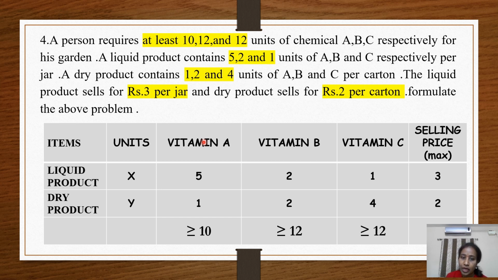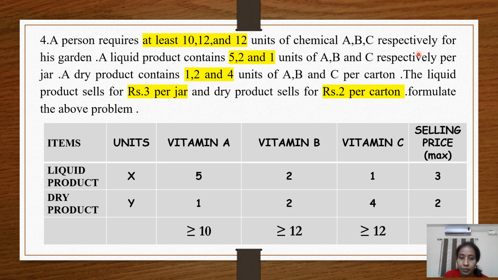Okay, so we are going to assume that X units of liquid product is prepared and Y units of dry product is being prepared. So first I will transfer all the details to the tabular column. So I'm going to write the items in the column: liquid product and dry product, the number of units, the vitamin A content in that, vitamin B content, vitamin C content and the selling price which is given there. So X and Y are the number of units of liquid and dry product to be prepared.